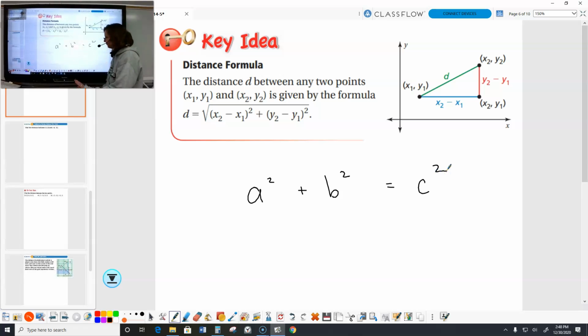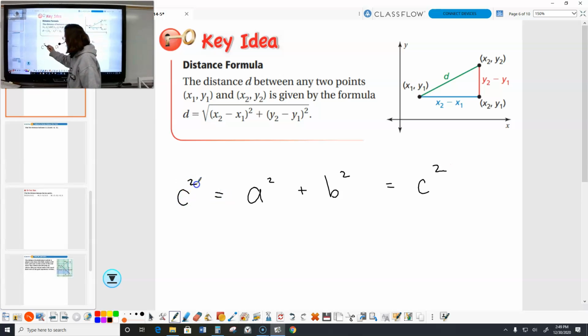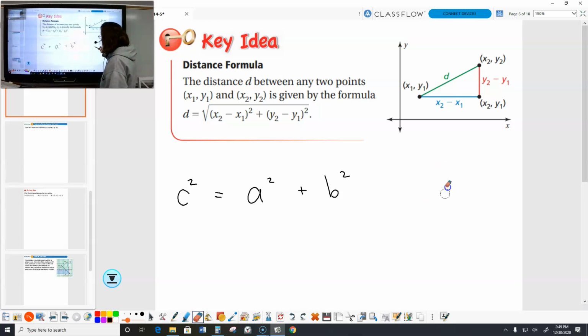All right, now, first thing I'm going to do, I'm just going to move the c squared to the other side. All right, no particular reason. I just want it on the other side. Now, we know that if we have a right triangle, we can take the measurement of the two legs, square them, add it together, and it will equal the square of the hypotenuse.